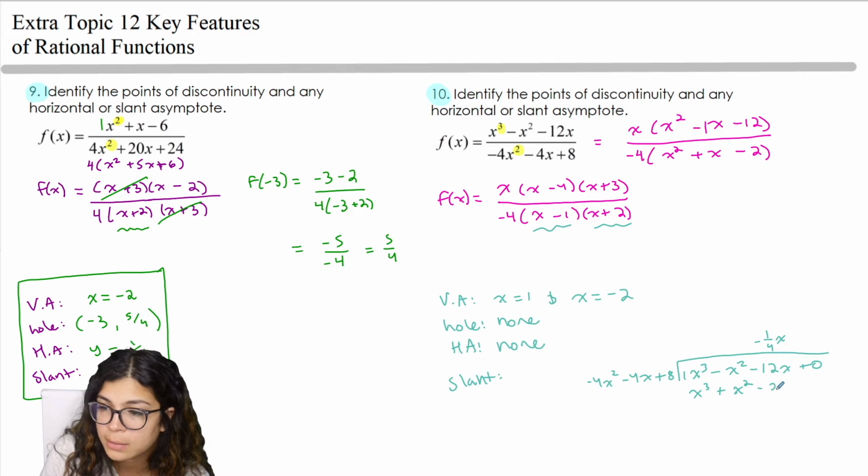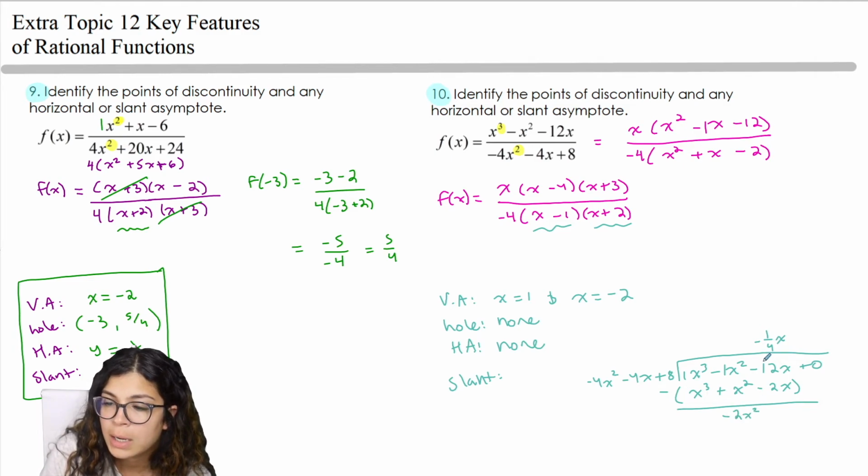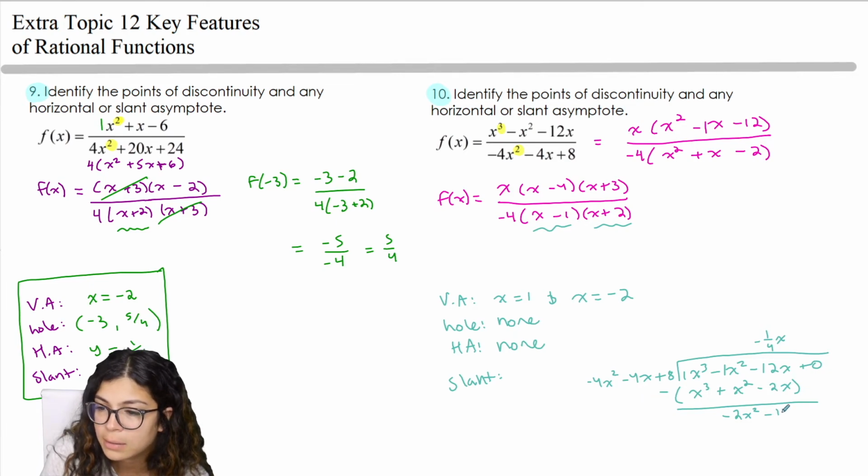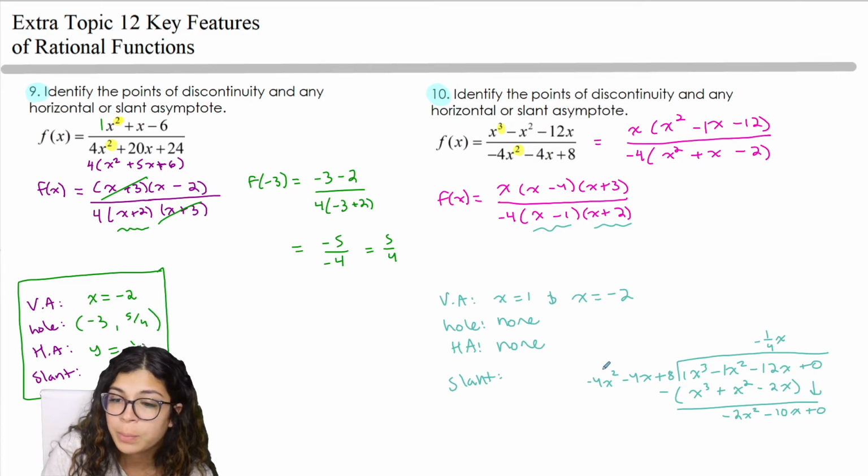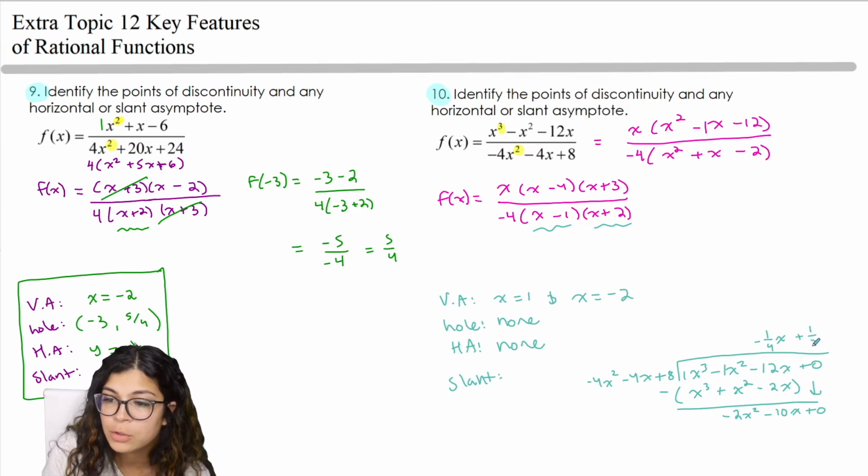Now we can go ahead and subtract these two together. Negative 1 minus 1 would be negative 2x squared. Negative 12 plus 2 would be negative 10x. And then we're going to bring down the plus 0. Now, what do I multiply negative 4x squared by to get negative 2x squared? Well, I have to multiply by 1/2 to get it to be negative 2. And then x squared is already x squared, so that's it.